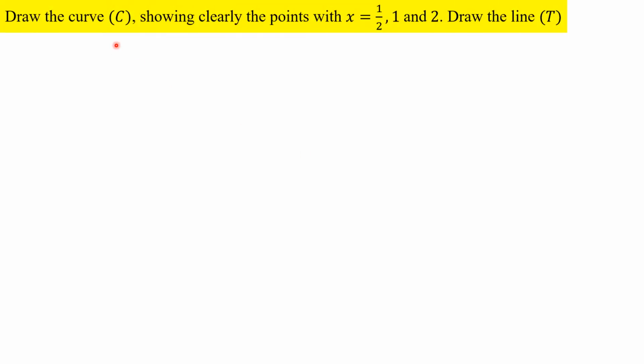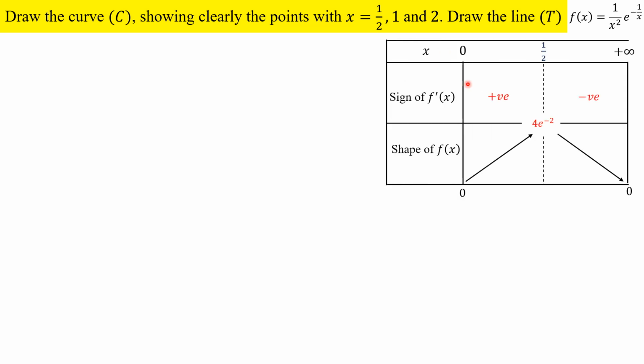Alright, we are asked to draw the curve C showing clearly the points with x equal to half, 1 and 2, and then we should also draw the line T. So this is our function that we need to sketch, and we are supposed to show clearly a point whose x coordinates are half, 1 and 2. Alright, so this is our variation table that we had earlier, because we are going to follow the variation table to plot the graph of f of x, which is the curve C.